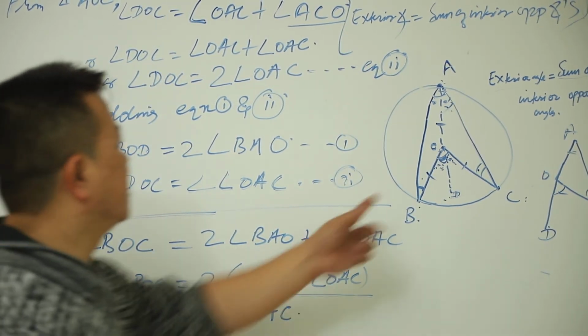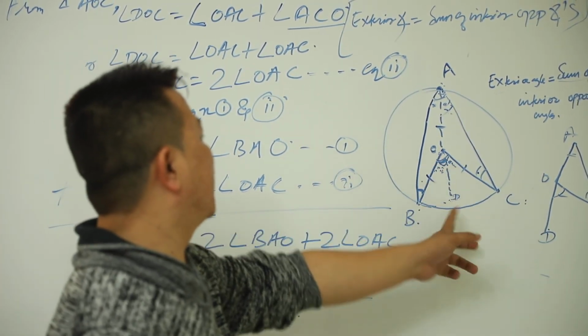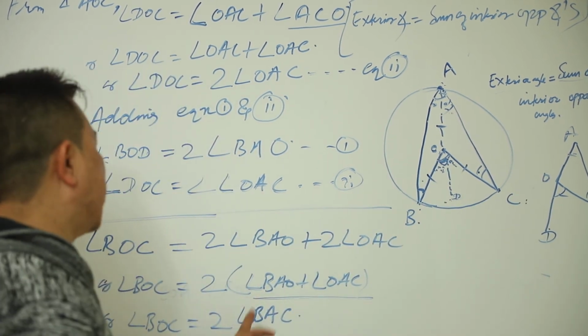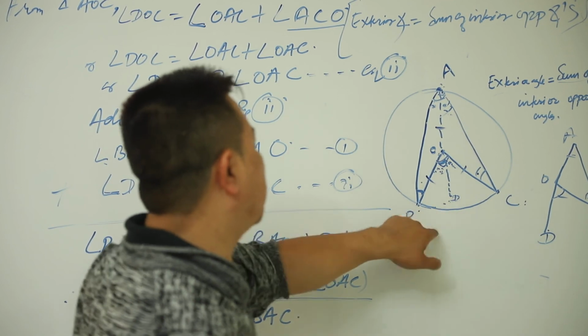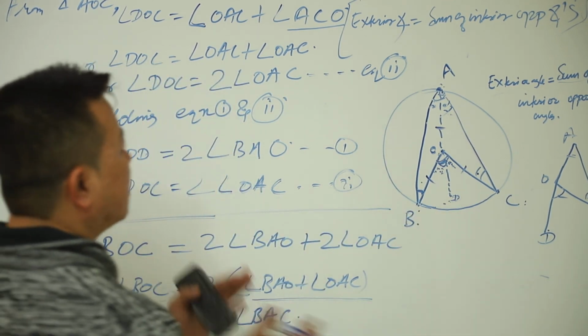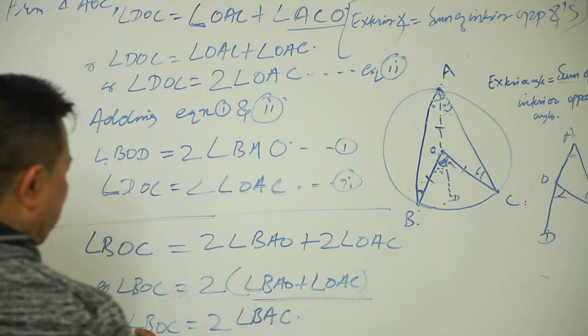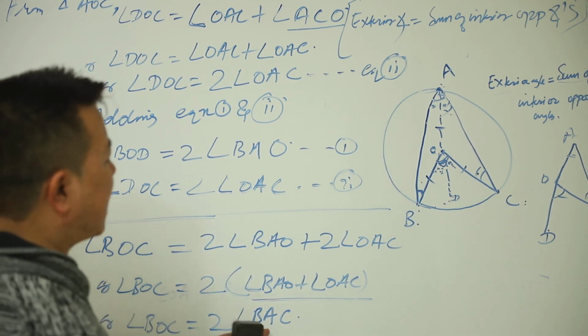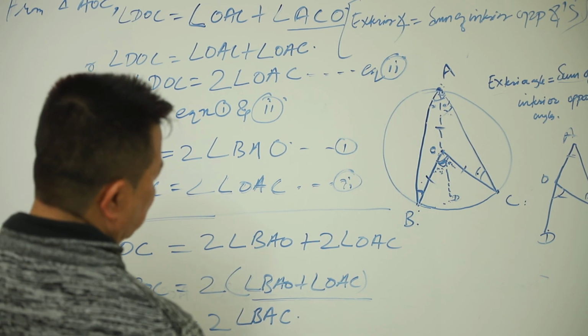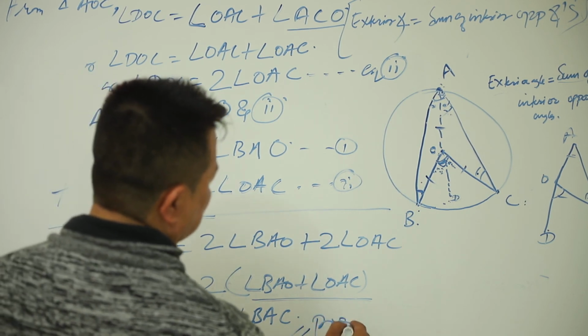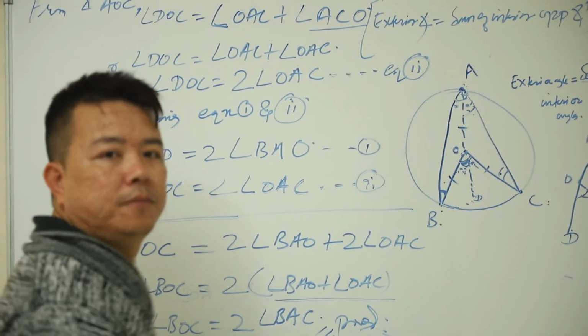This is what we had to prove. This angle BOC is the center angle subtended by this arc BC, and this angle BAC is the angle at any point on the circumference of the circle subtended by the same arc. We needed to prove that the angle at the center is twice the angle at the circumference, which is proved. QED, proved. Thank you.